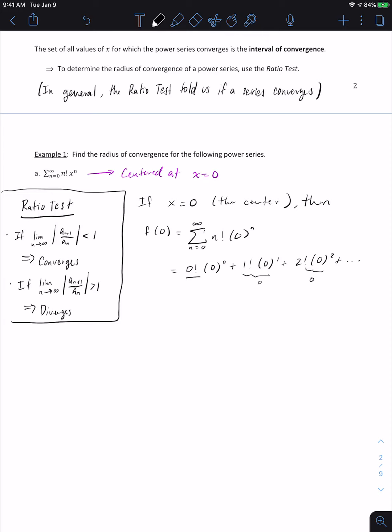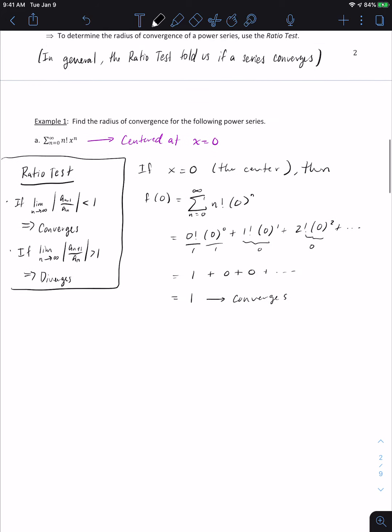Here, 0 factorial is defined as 1. That's how we define factorial starting out. And 0 to the 0 power is defined as 1. So this whole guy is just going to be 1 plus 0, and so on. So it just equals 1. Right? So indeed it converges for x equals 0, because it equals some value.